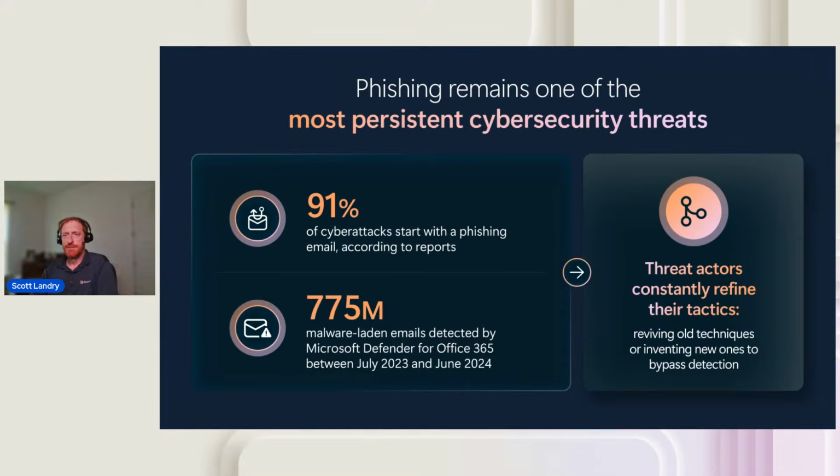All right, a little bit of context. Phishing continues to be one of the most persistent and successful initial tactics used by attackers. About 91% or so of cyber attacks still begin with phishing email. And to give you a sense of scale, this data is about a year or two old, so it's probably actually gone way up. But we were detecting 775 million emails containing malware during that time period. I believe it's certainly over a billion now.